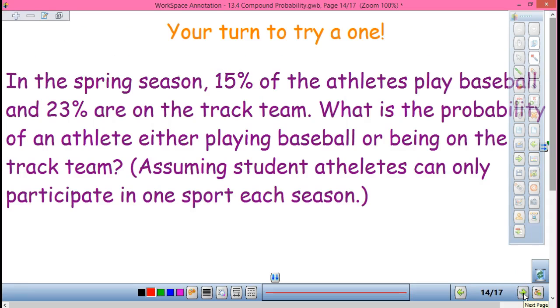All right. We've got 15% of the athletes play baseball. 23% are on the track team. Probability of an athlete either playing baseball or being on the track team. Okay, now we're going to assume that you can only be on one or the other. Can't play both right now. So 38%. Questions on how we are getting these numbers?